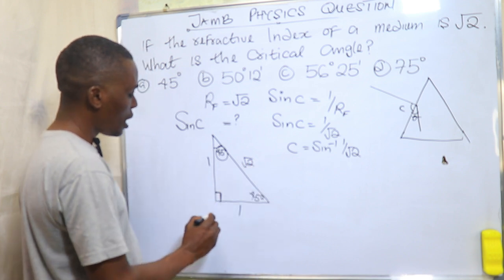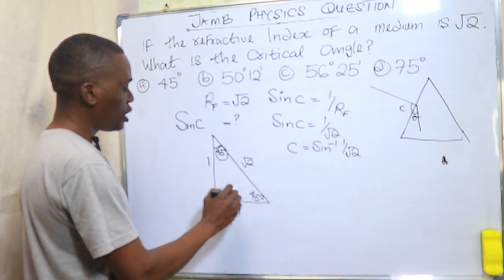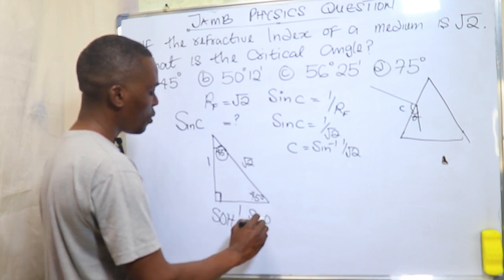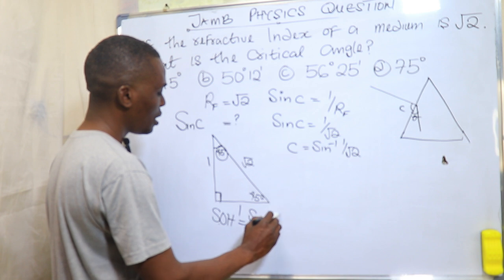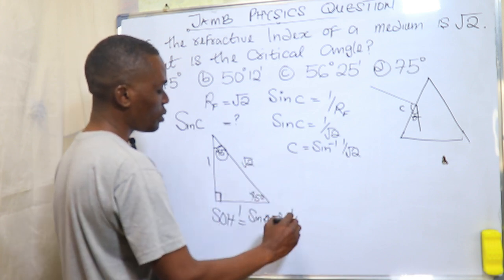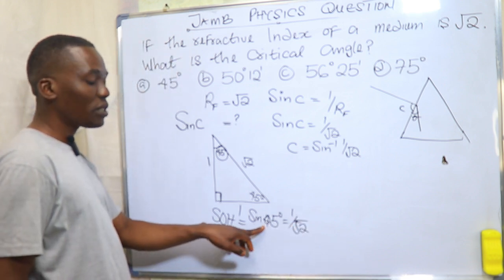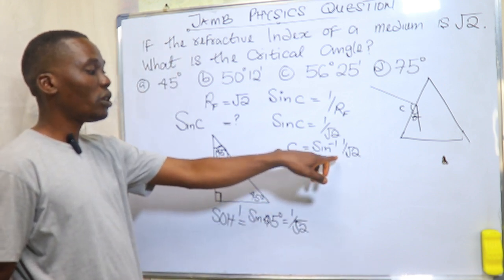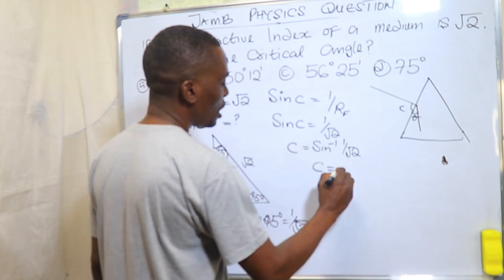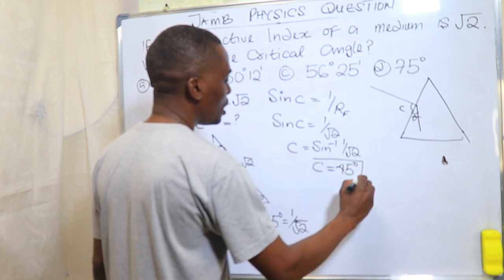Remember, sine rule na so, it will be opposite over hypotenuse. So this will be what? Opposite. Sine of 45 degree go dey equal to opposite over what? Over hypotenuse. That means root what? Root 2. So that means the value of sine 45 now be what? Now be 1 over root 2. So that means our C go dey equal to 45 degree.